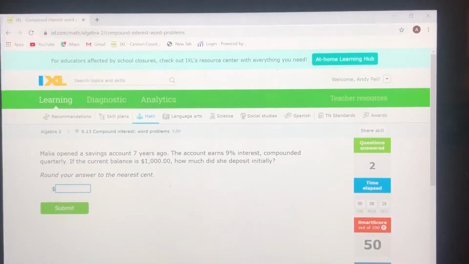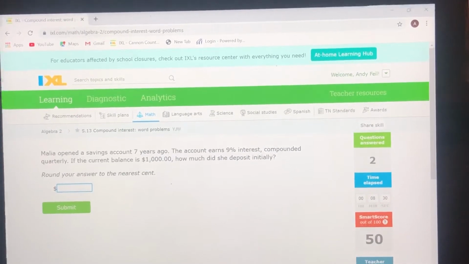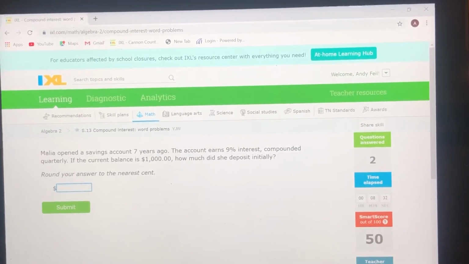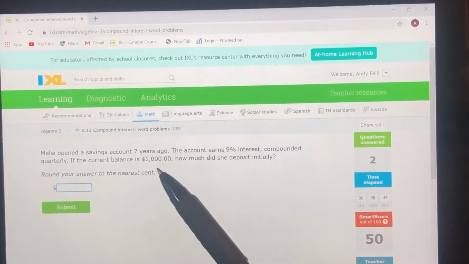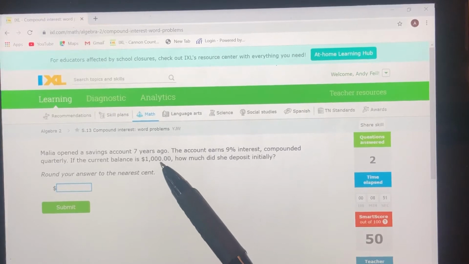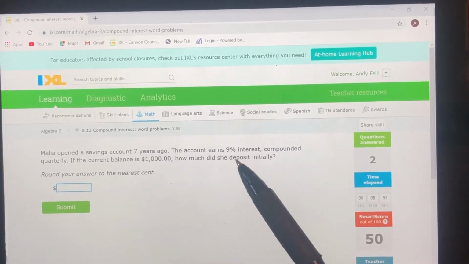Let's see this one. Maya opened a savings account 7 years ago. The account earns 9% interest, compounded quarterly. If the current balance is $1,000, how much did she deposit initially? Do you see how this problem is a little different? This time, they're not asking us what the final amount is. They're telling us that the current balance is $1,000. That's the final amount. How much did she deposit initially? That means they want us to solve for the principal.